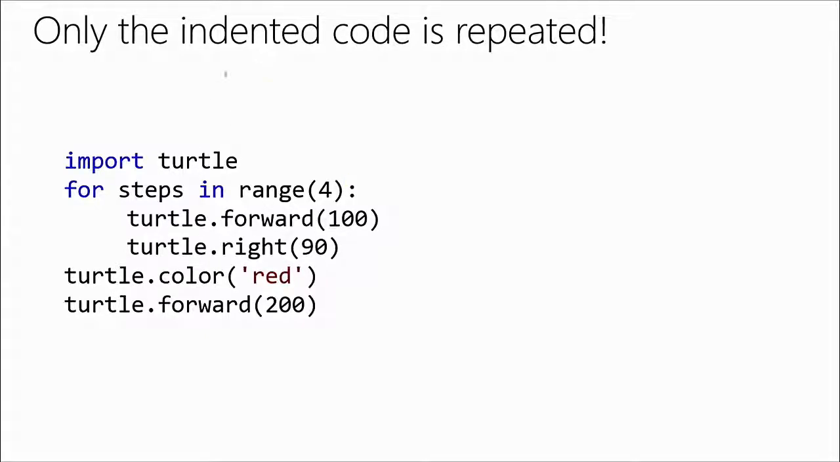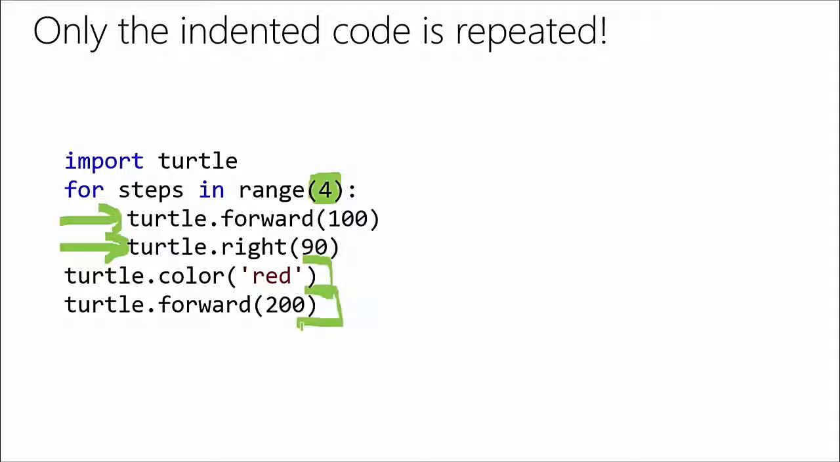It's also important to recognize that only the indented code is repeated. So these 2 commands are repeated. I've got a loop executing 4 times. That's a significant number I have to really worry about when I'm writing for loops. The rest is just syntax. You'll look it up when you need to. I specify to execute 4 times, so 4 times it's going to move 100, turn 90 degrees. So it's going to draw a square. And then afterwards, I tell it to change the pen color to red and go forward 200.